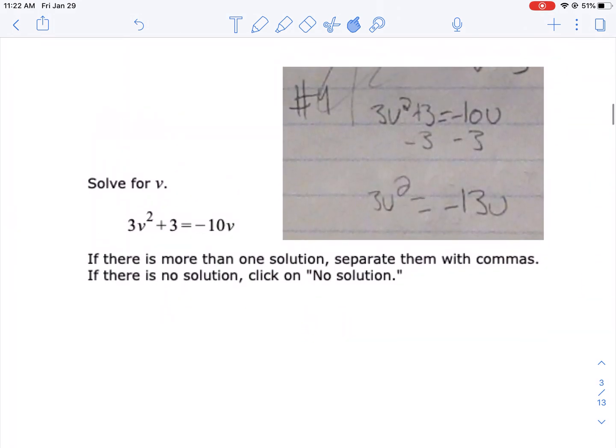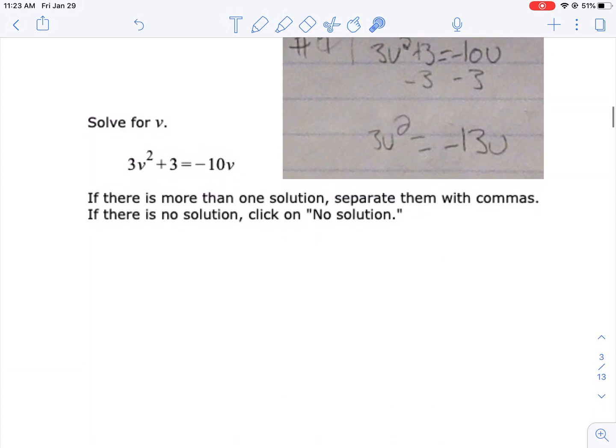Okay, on this problem, a couple things. Number 1, if you add 3 to both sides, there's no v on the 3. You can't combine these. So what we're going to do is, we know it's a quadratic. No matter how I solve it, I'm going to move the 10 to the other side. Well, I'm going to add 10v to the other side. There are no like terms here. So we get 3v squared plus 10v plus 3 equals 0.